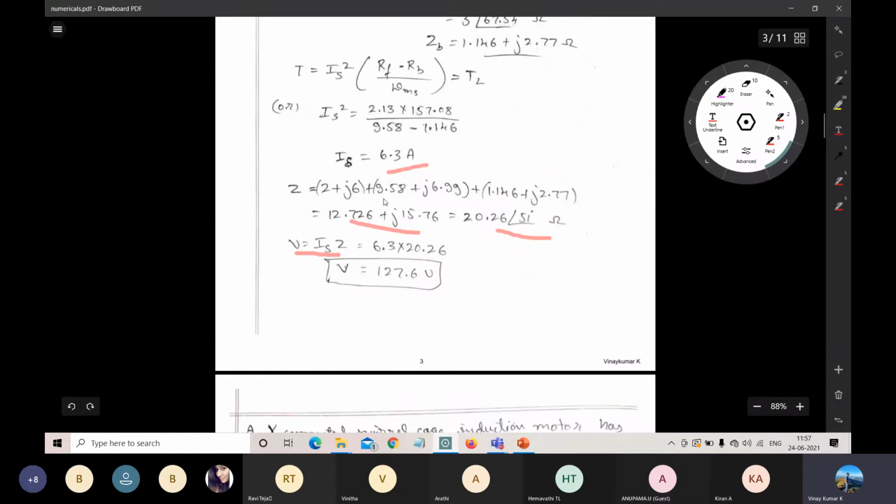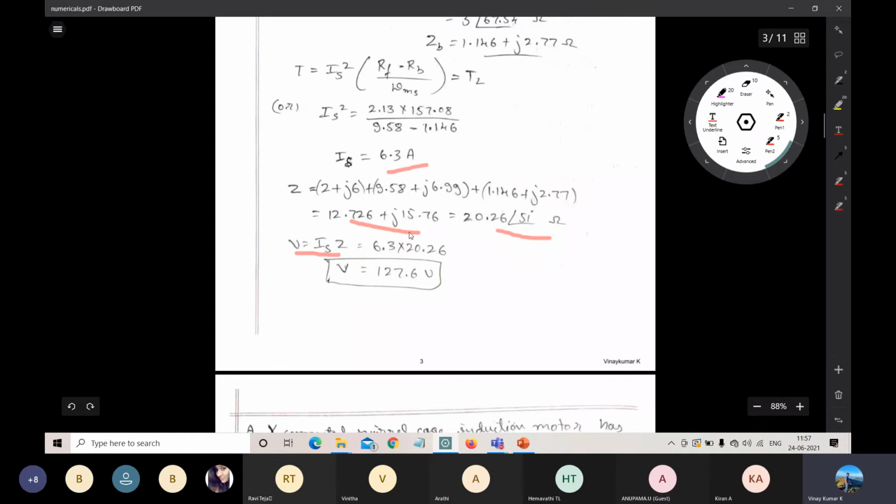2 plus 9.5 almost equal to 10. So 12, 13. So 12.726. So 6.99, 2.77 almost equals to 9 plus 6, 15.76.